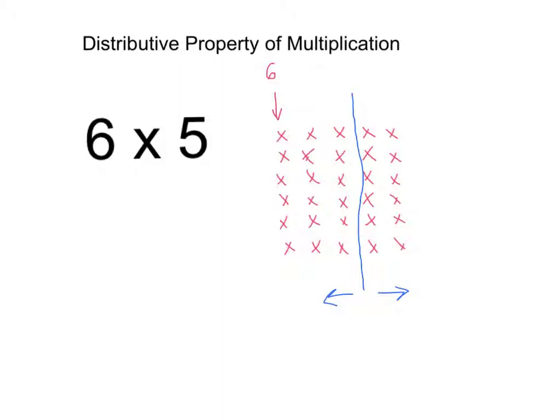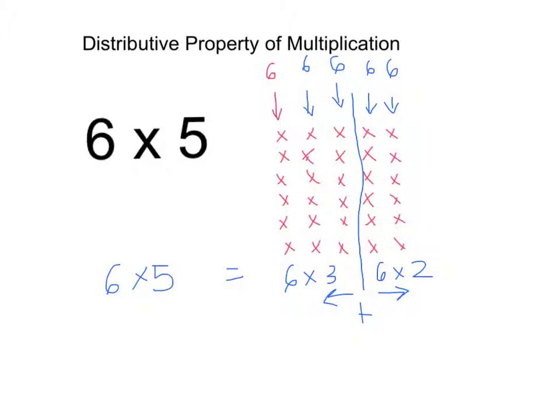Let's write a multiplication sentence for the left side. Okay, we have 6 rows and 3 columns. So that's 6 times 3. And here we have 6 rows and 2 columns. So that's 6 times 2. Well, if we were going to add them up, it would be the same as 6 times 5.